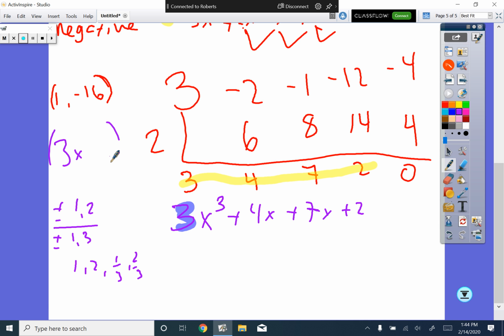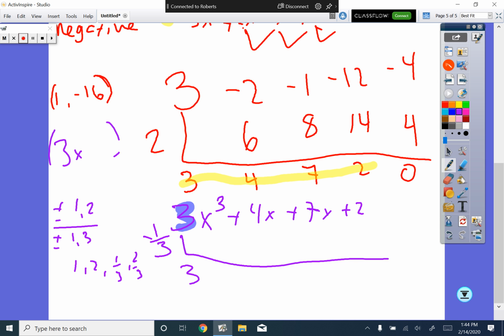So I would suggest we try, and notice we've already found our 1 positive, so we're not looking for any more positives, are we? I would try -1/3 or -2/3. Which one would you guys like to try? -1/3? I have a -1/3. I don't know if it works. Let's try it.